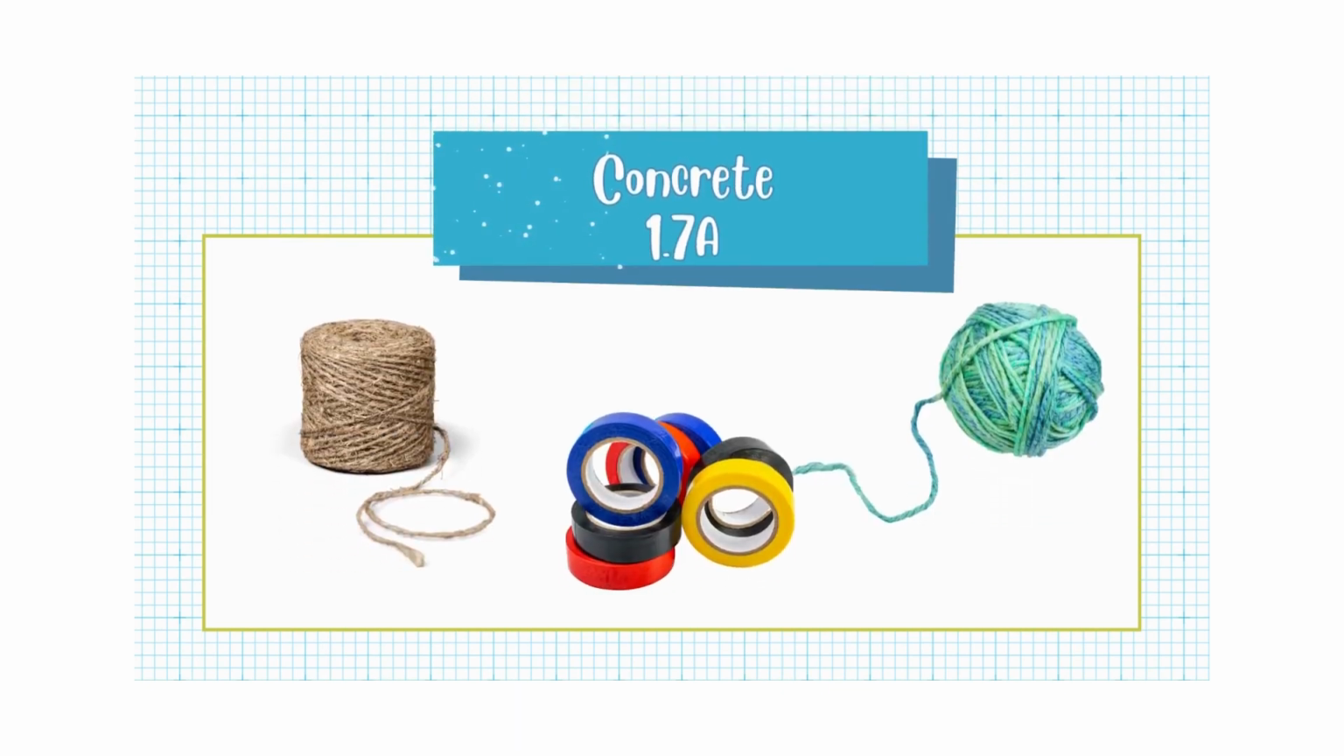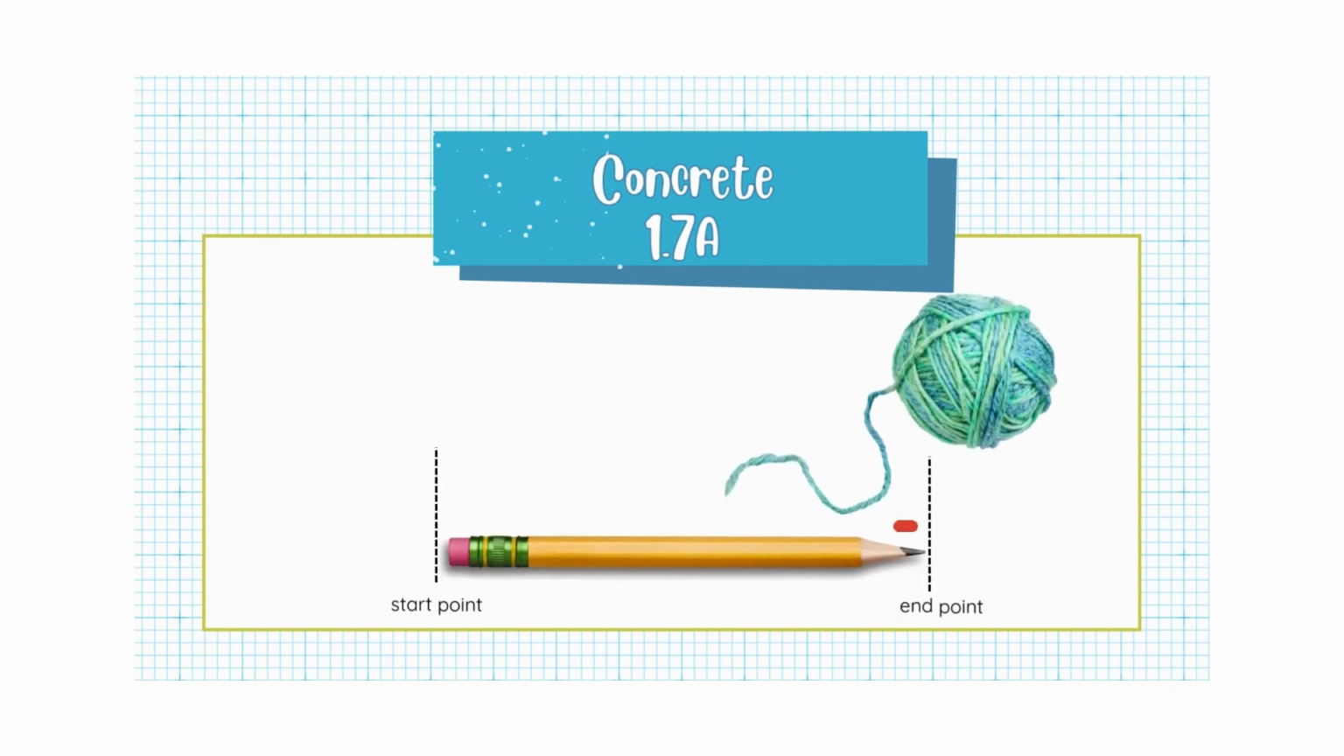Let's explore the concrete stage for 1.7a, which helps students understand what linear measurement is. Students need to explore how to measure the length of different objects with yarn or any other similar tool first, to understand how the length of an object or distance is continuous and cannot be broken in order to be accurate. The first rule that must be introduced is that there must be a defined starting and ending point.